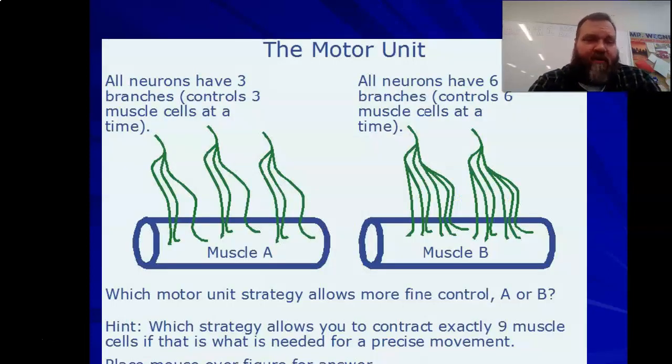A: all neurons have 3 branches, controls 3 muscle cells at a time. B: all neurons have 6 branches, controls 6 muscle cells at a time. That's if I have A and B. When a motor unit strategy allows more fine control, am I going to use A or B? Hint: which strategy allows you to contract exactly 9 muscle cells if that is what is needed for a very precise movement? Place mouse over figure for answer.